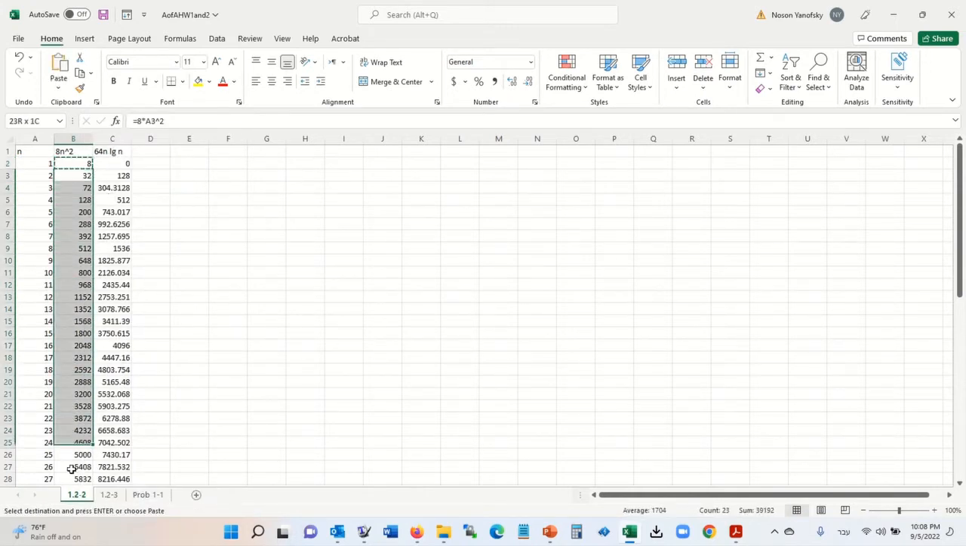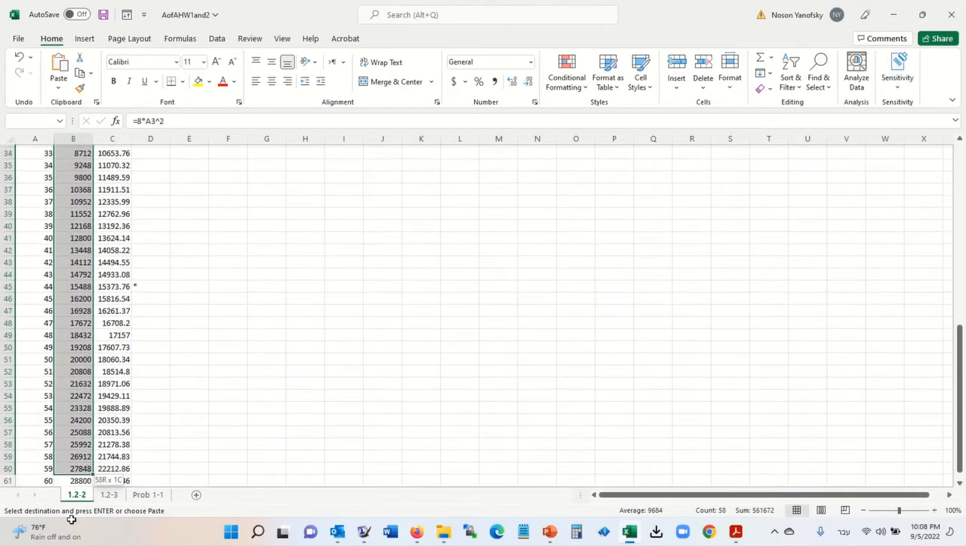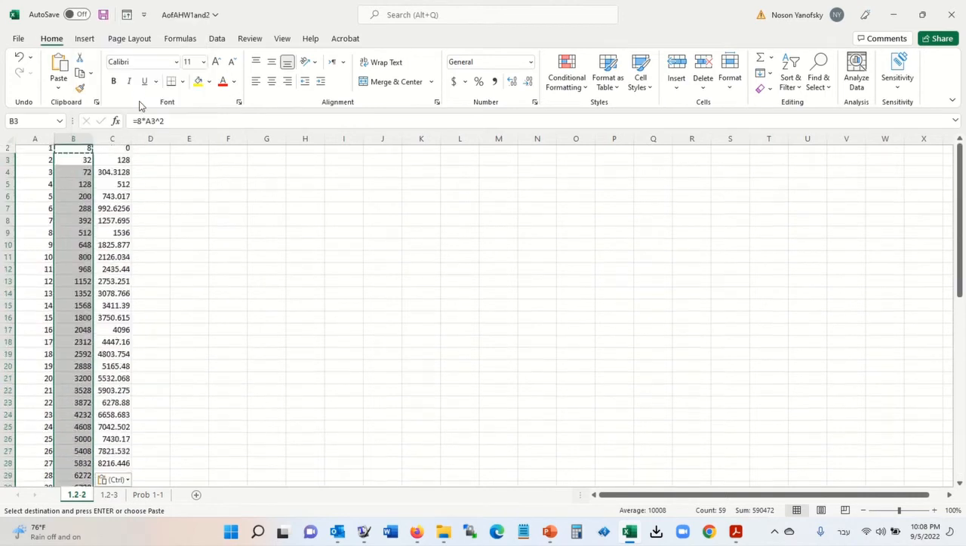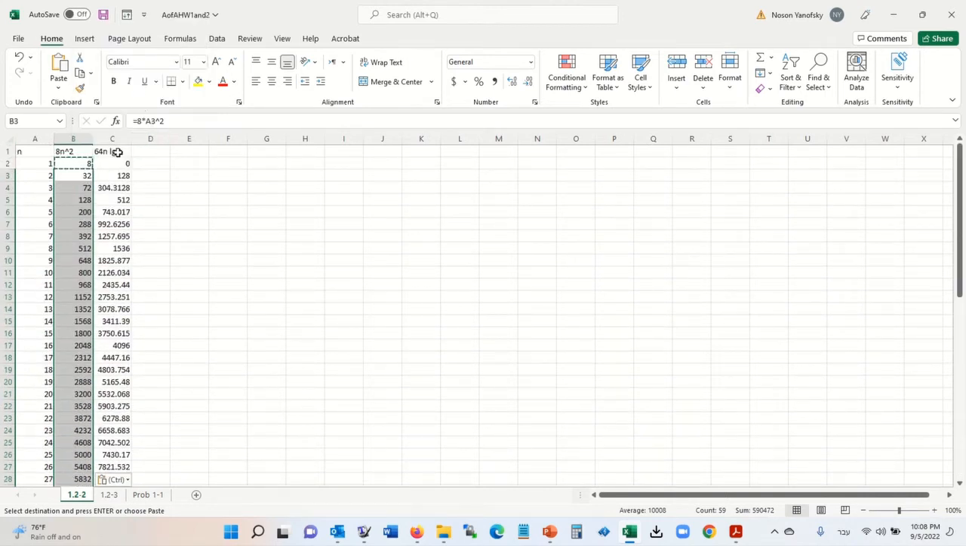Once you have that, let me just show you what you can do. You just copy that and paste it. You did it once and you get the rest. Same thing here. This is 64 n log n, and here's the formula for it: 64 times A2, that's this number, times log of A2. A2 is n. So it's A2 times log of A2, comma 2, that means to the base 2. LG means to the base 2. You do that, and then you copy that.